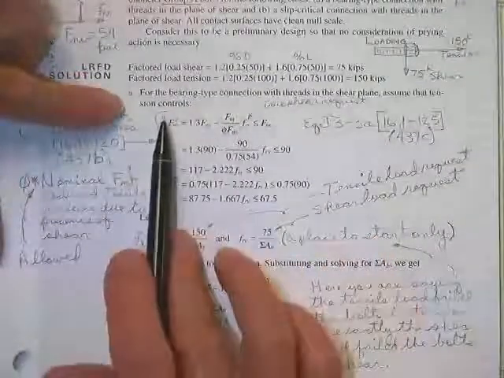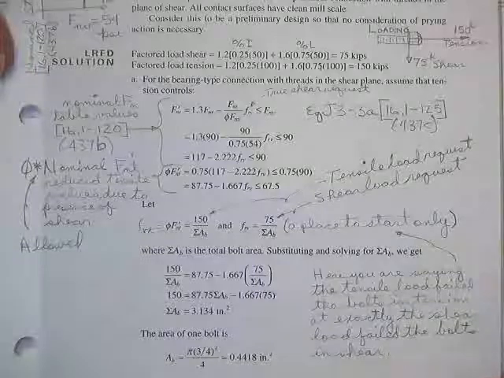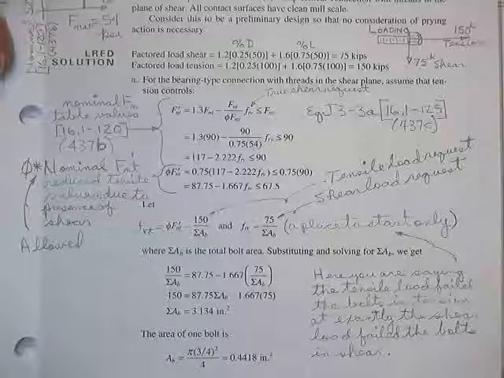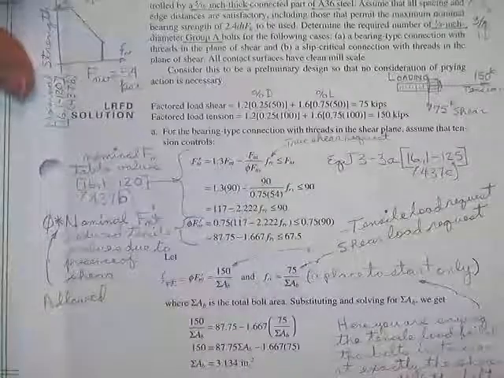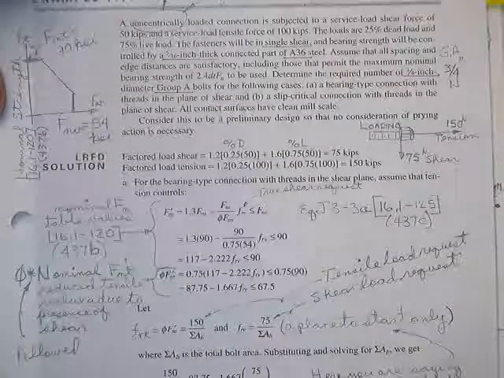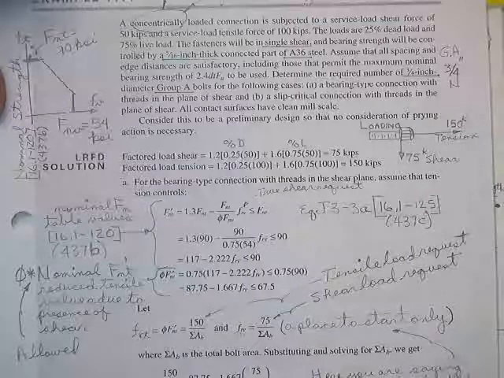So here we go for bearing type connection, threads in the plane. He says, assume that tension controls. Well, I'm not used to you assuming tension controls. And he says, yeah, well, you're not used to designing things either. He says, if you'll guess the number of bolts like you did in the previous problem, then I can start and I'll find out how much shear is really in the bolts, and then I'll tell you how much is left for you in tension. But this is a design problem where the number of bolts is unknown. I said, you just said they were 3/4-inch bolts. He says, listen, the number is unknown. Okay.